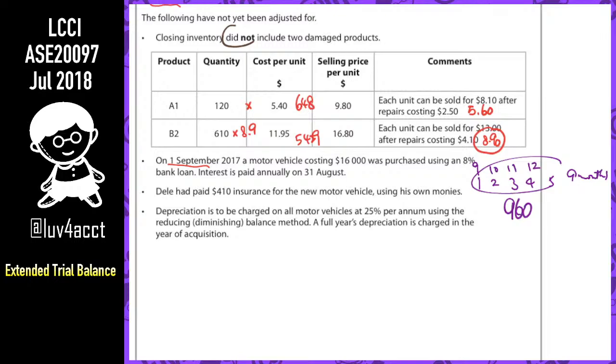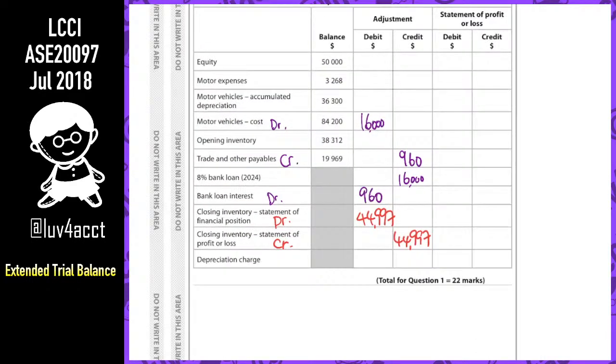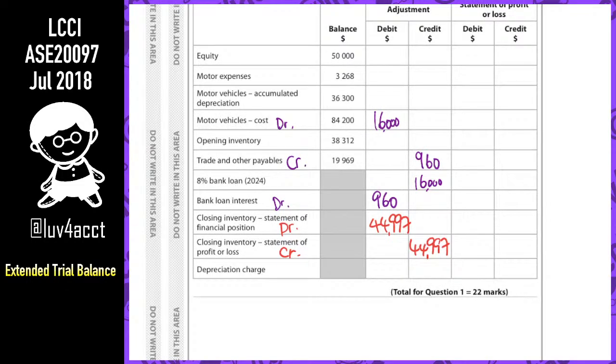So insurance 410. There is no insurance account, but there is a motor expense, so it should be included in the motor expense. So the 410 expense is on the debit side. And it is paid through the private bank account, so this should be added to the equity.